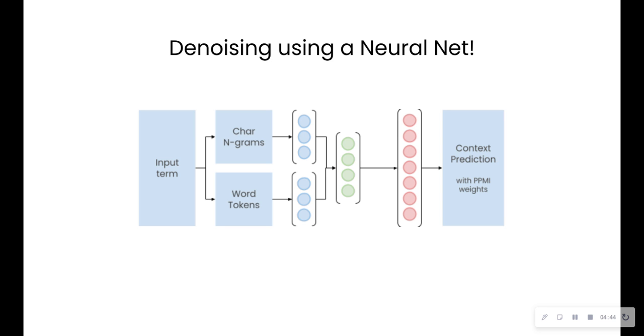Further, we can construct this compressed embedding using some surface level information. In particular, the authors propose using a bi-level encoder that utilizes both the character and word level embeddings to map an input term to a surface embedding.